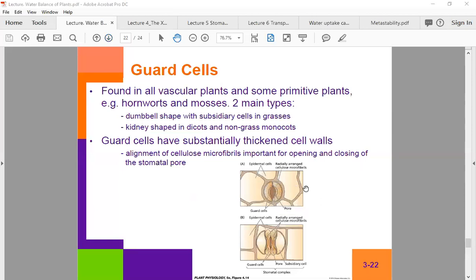Two major types. Now, can anyone tell me where you would find stomata? Where would stomata be more abundant on the leaf? Upper side, lower side, both sides? What do you think? Have you read anything about this? Where are they most abundant? Underside?